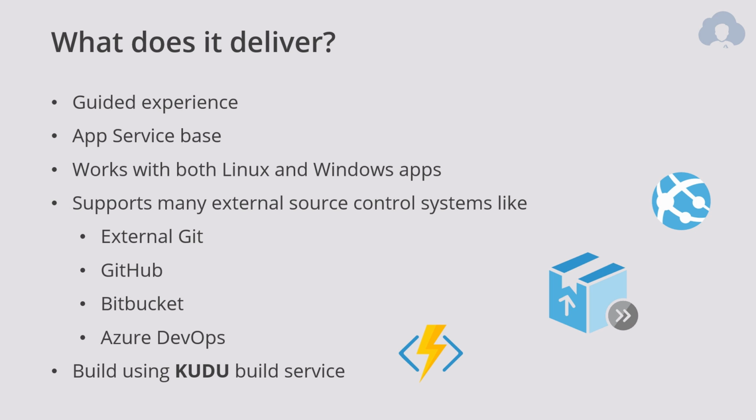It allows building for both Linux and Windows applications and supports a lot of external systems like External Git repository. This can be any external Git repository, either public or private, in which case you need to provide credentials. You can use also GitHub, Bitbucket, or Azure DevOps. There are quite a few other options, but those are the most common ones that you should be using. And lastly, there's something called Kudu build service. Kudu is a set of tools for development and diagnostics on your applications, but it also has a nice feature of build service, which allows you to build your code locally on the app service itself.